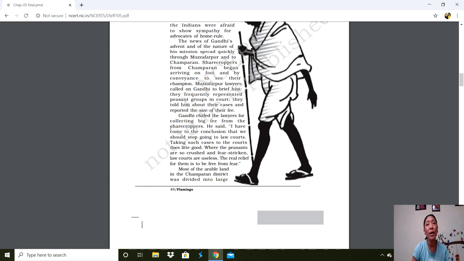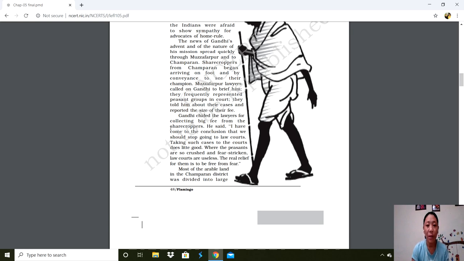Now, the reason why Gandhi scolded the lawyers who represented the cases in court was the amount of fees that they collect from poor sharecroppers. They are already poor, and taking fees from them would cause them more problems, isn't it? So that's why Gandhi called them, and he realized that fighting these cases in court is not going to help them. So he came to the conclusion that instead of going to law courts, he should focus on making Indians fearless of Britishers.